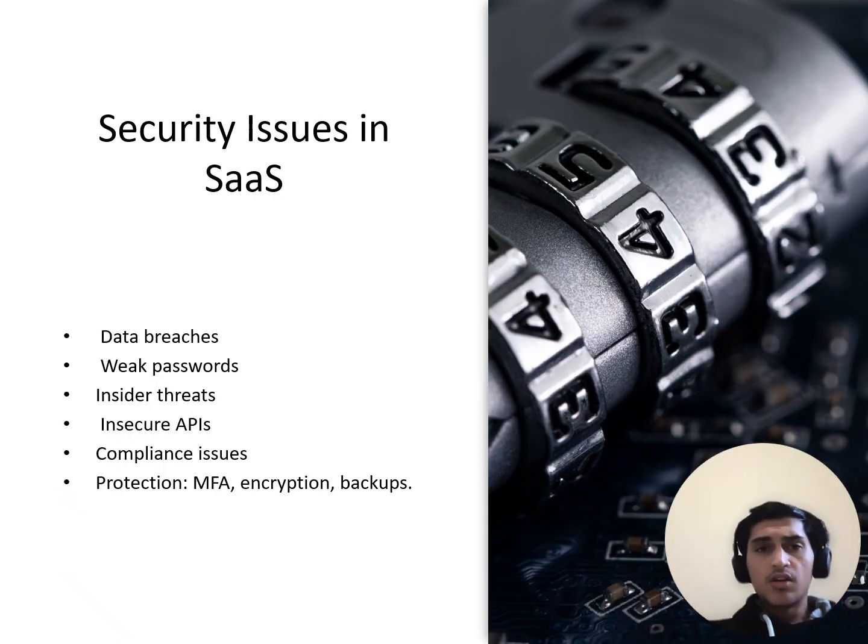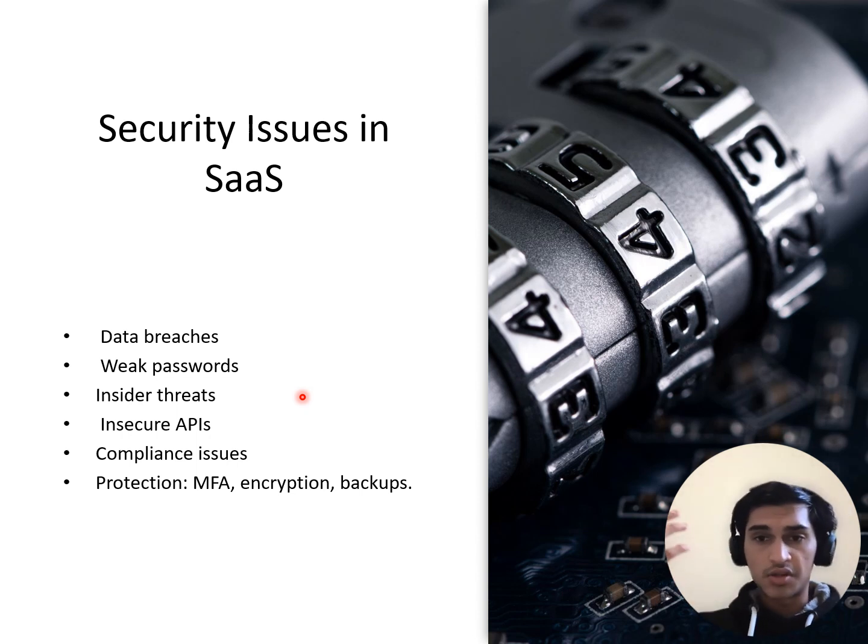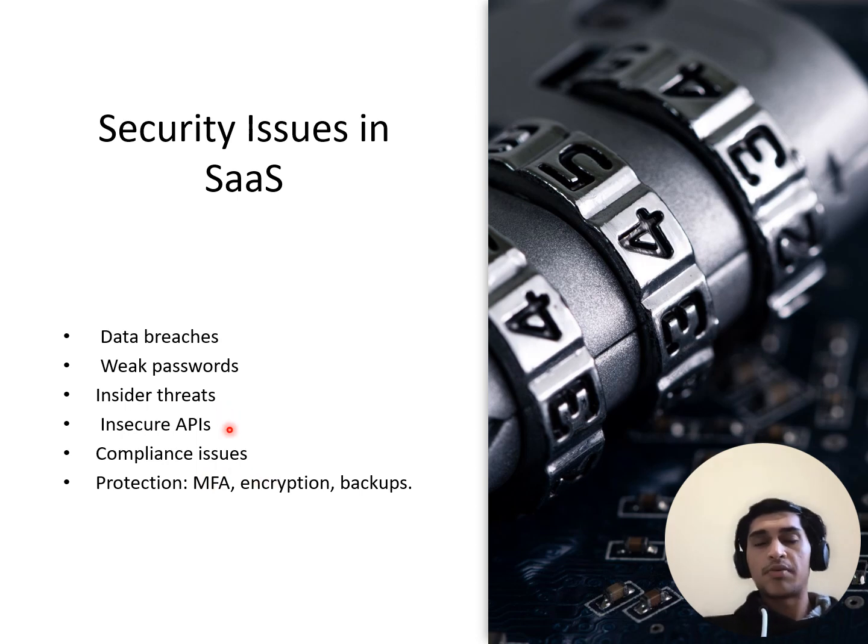We'll move next to the security issues that are included in SaaS, which is software as a service, which include data breaches. Data breaches are attacks on the software to gain information from the software. The other one is weak passwords. There are insider threats, insecure APIs. APIs are application programming interfaces, and then compliance issues.